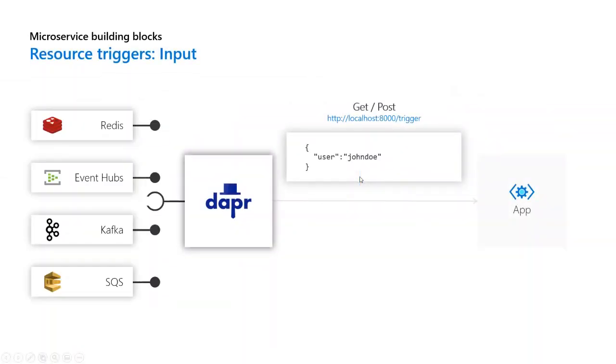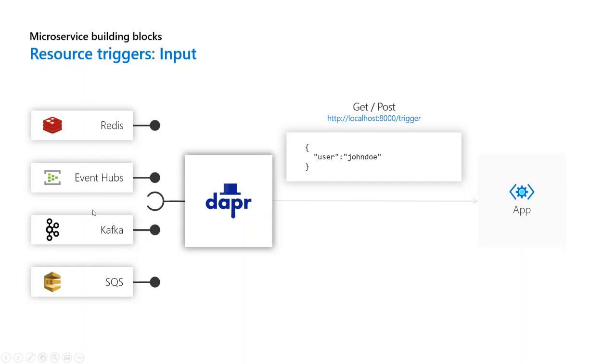Okay, so this is another building block, for input bindings, right? So you can trigger something. For example, if some message arrives at Event Hubs or Kafka. So these are some tools to implement an event-driven messaging system. So you can publish these messages to Kafka, Event Hubs, Redis.